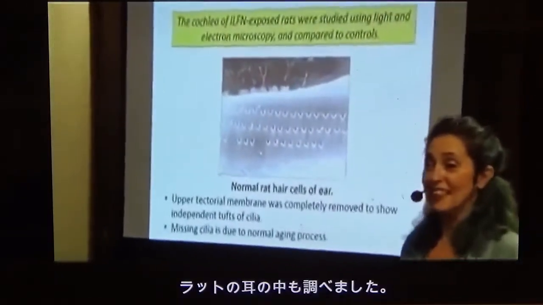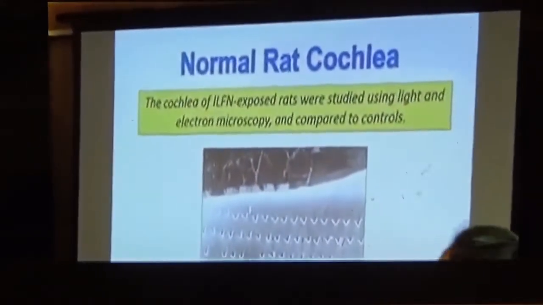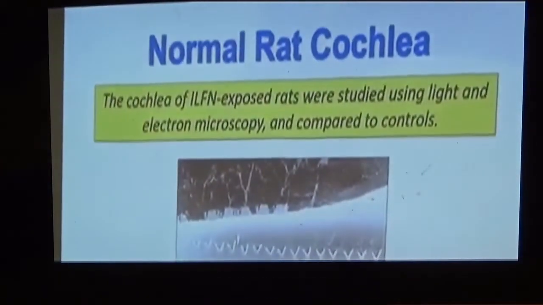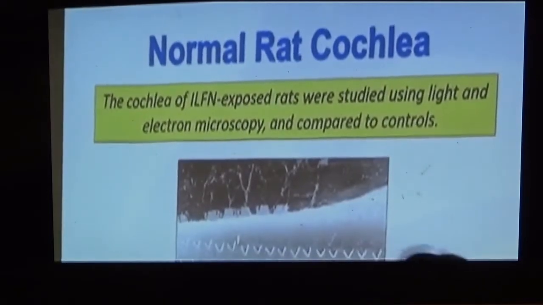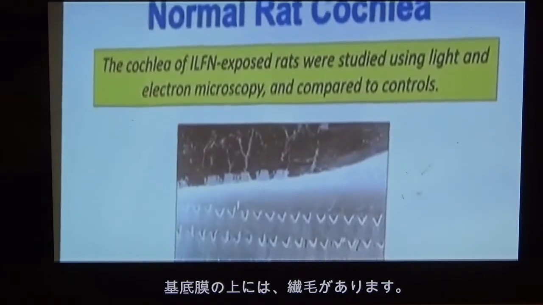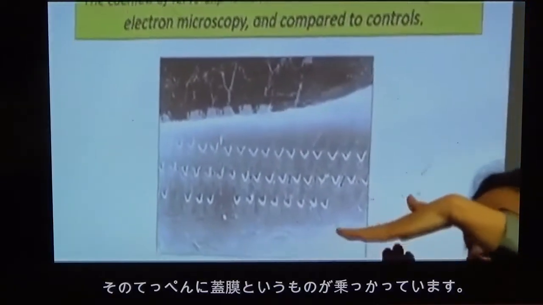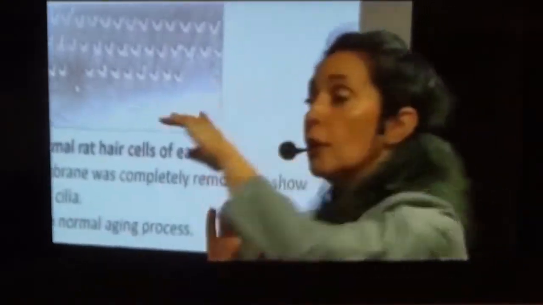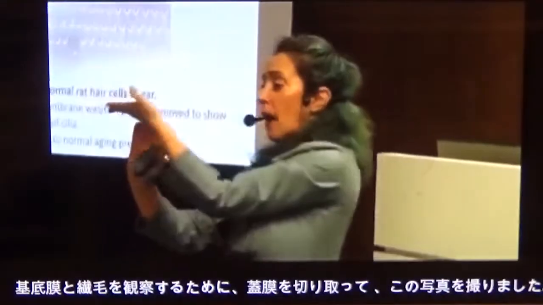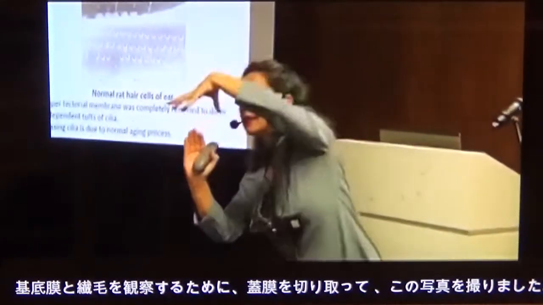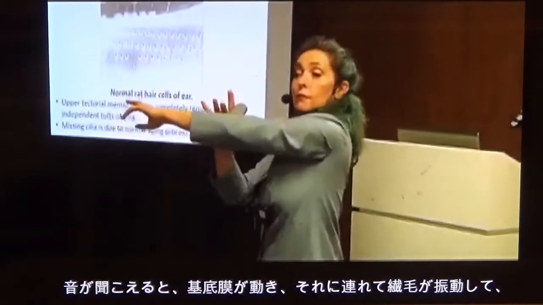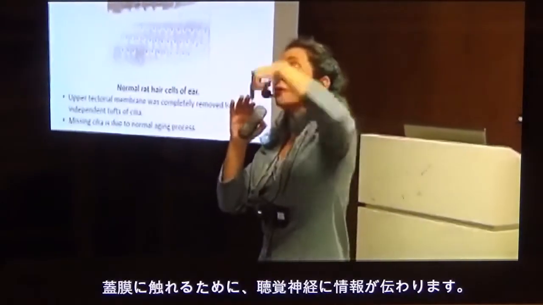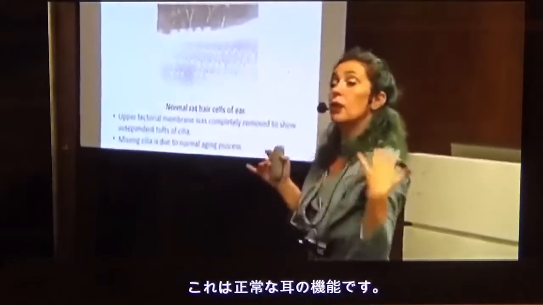We, of course, have to study the ear of the rat, of course. This is the normal ear. So, this membrane here is called the basal membrane. And on the basal membrane, you have the cilia. On top, there is something called the tectorial membrane. For this picture, we cut out the tectorial membrane to see the basal and the cilia. When there is a sound, the basal moves, and the cilia are therefore vibrating, and then it touches the tectorial to the auditory nerve. This is how it normally works.